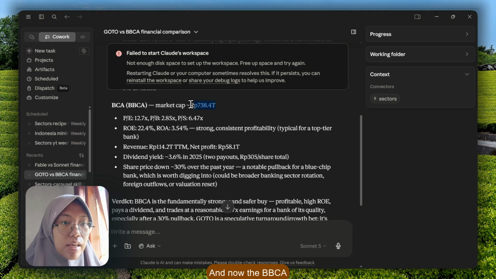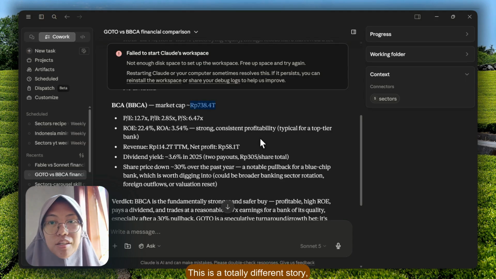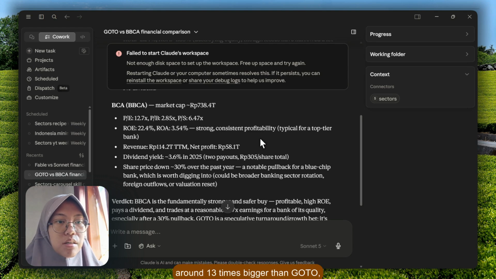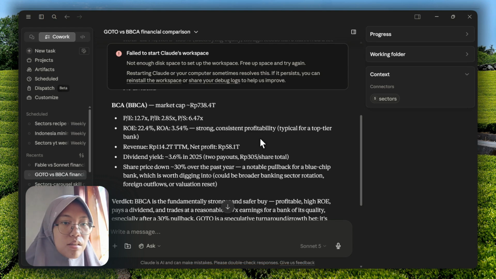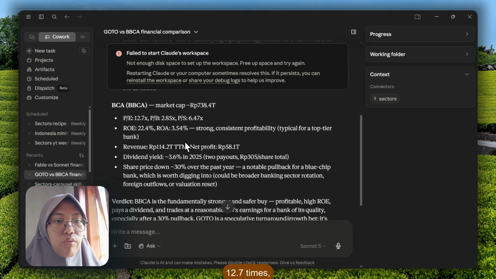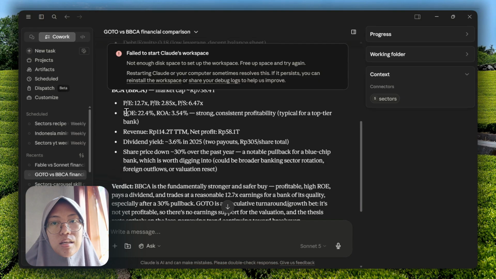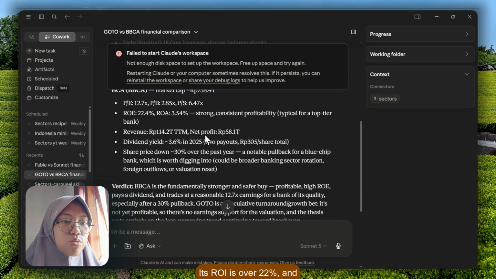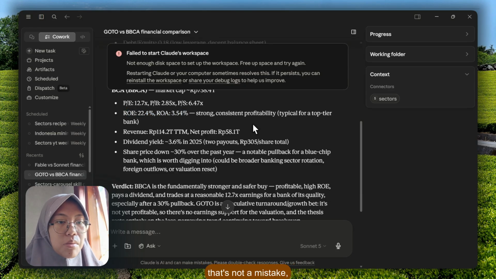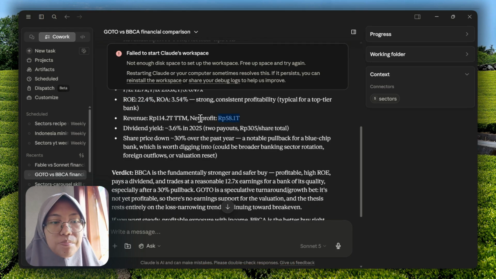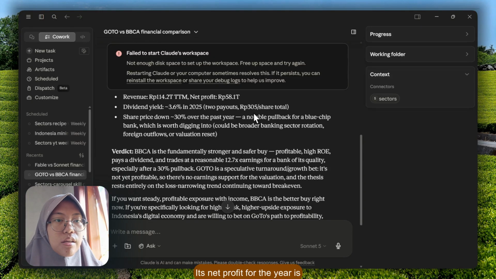And now BBCA, this is a totally different story. The market cap is about 738 trillion rupiah, around 13 times bigger than GoTo, and its P/E ratio is 12.7 times, which for a big bank is a fair price. Its ROE is over 20%, and that's not a mistake. That's a really strong profit. Its net profit for the year is 58 trillion rupiah.